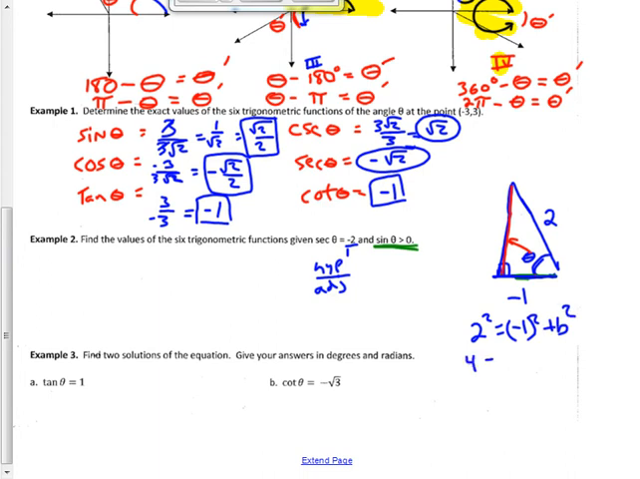So I've got 4 is equal to 1 plus b squared. Subtract 1 from both sides. Take the square root, and b is equal to the square root of 3. Again, I get a plus and a minus because I created that square root, but I'm looking at sine being positive, which means that this has to be a positive square root of 3 instead of a negative square root of 3. If it was the -1, my triangle would have been upside down in the other direction.